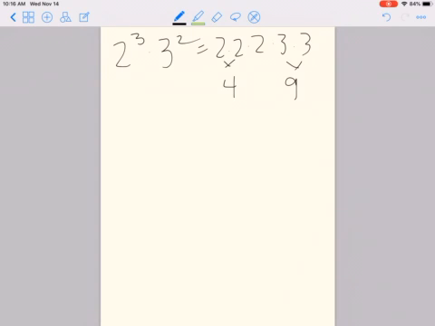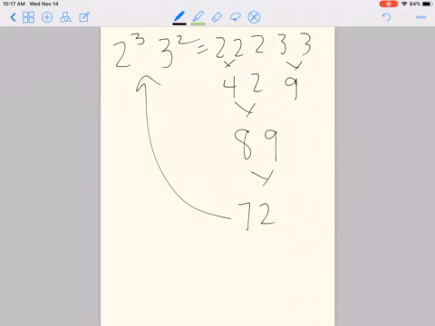Now, we might also have something that says something like 2 cubed times 3 squared. Okay, so this is 2 times 2 times 2 times 3 times 3. So we can say 2 times 2 is 4. 3 times 3 is 9. I have a times 2 left that I haven't used. Okay, so now 4 times 2 is 8, times 9, 8 times 9 is 72. So that would be the answer to this.